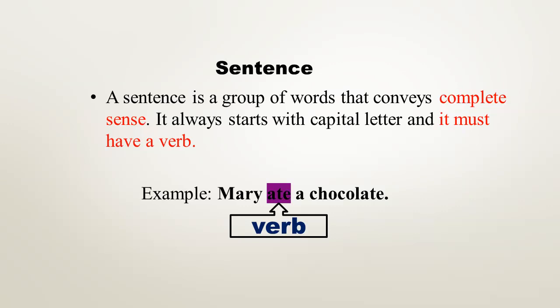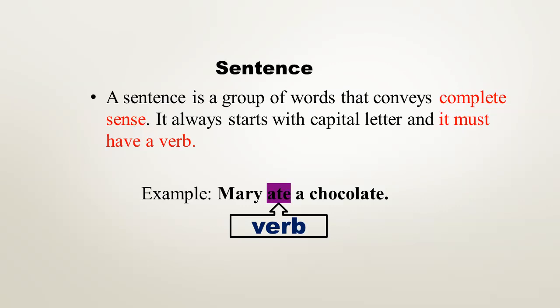Mary ate a chocolate. In this sentence, the main thing is the verb ate. If we skip the verb ate, and the sentence would be Mary a chocolate, it would be a phrase. It would not be a sentence. It would be no longer a sentence.